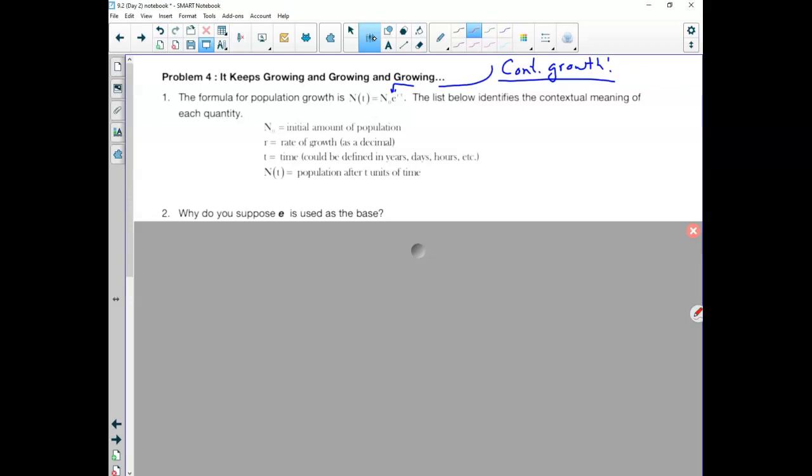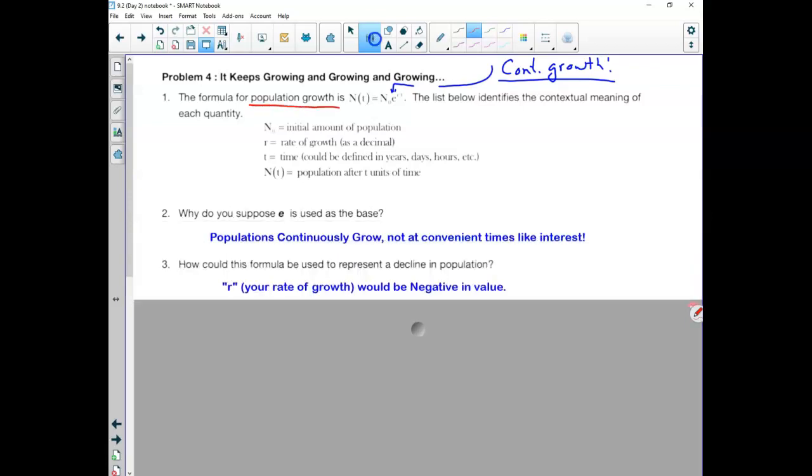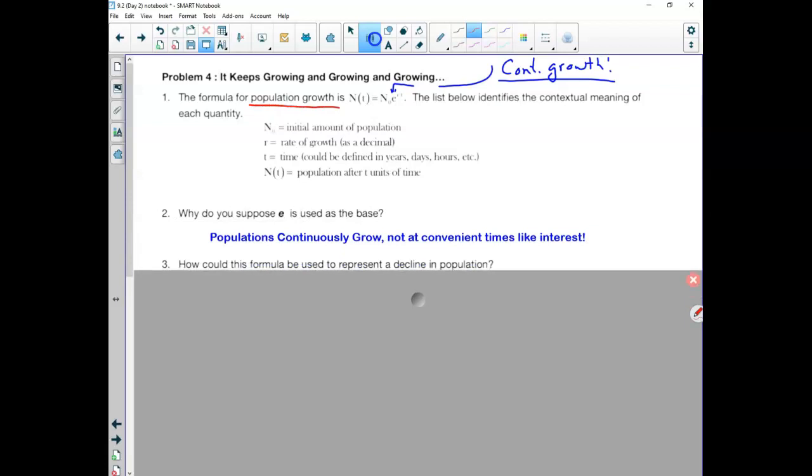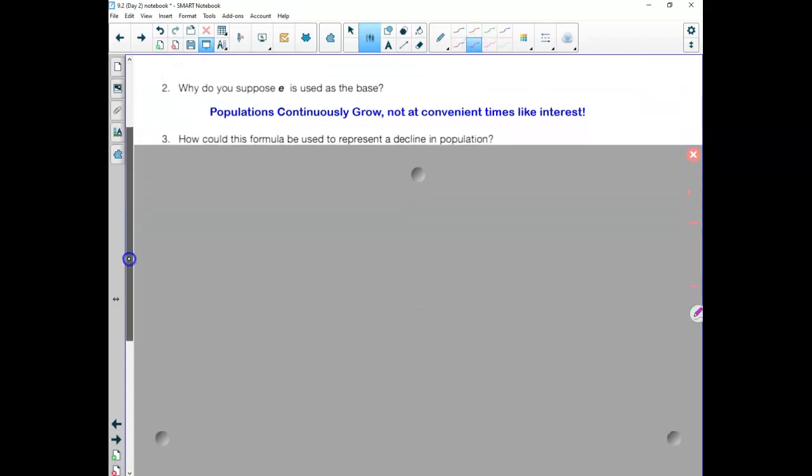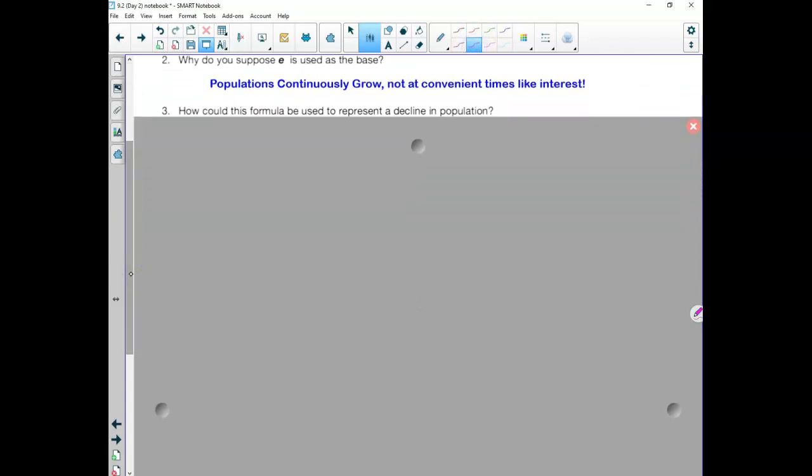So why do you suppose e is used as the base here for this population growth? Well, here's why. Because populations continuously grow. They're growing daily, hourly, secondly. Not just at convenient times like interest does. Populations are always growing.